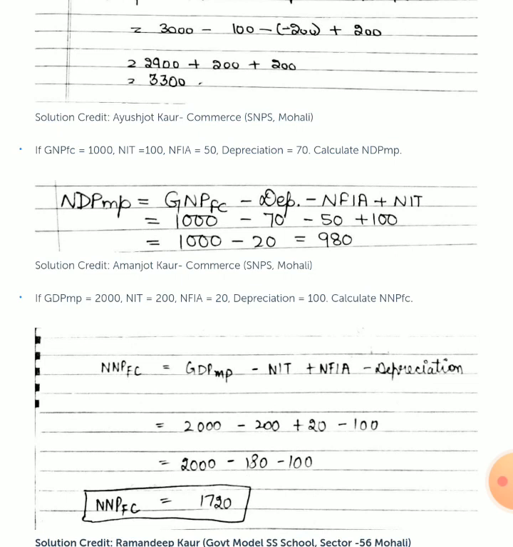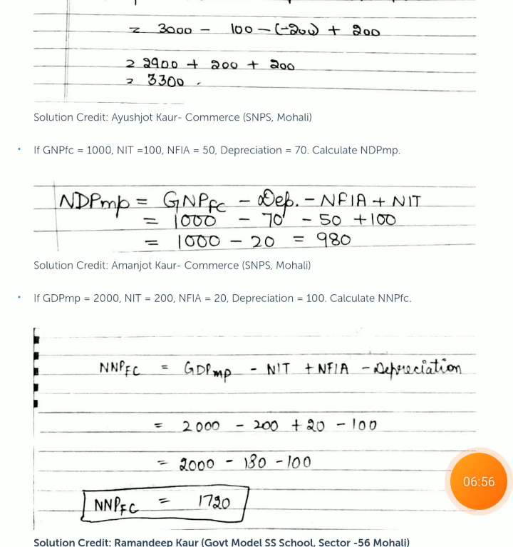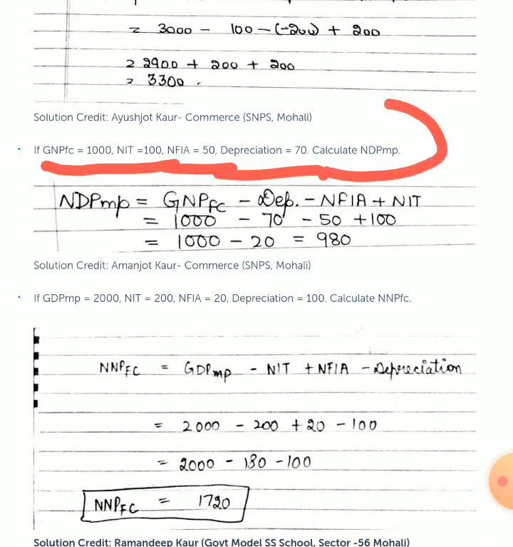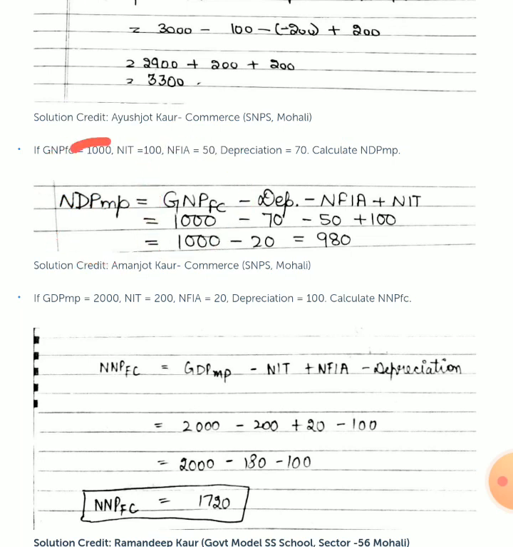Now let's see another question here. In this question it is said, if GNP FC is 1000, NIT is 100, NFIA is 50, depreciation is 70, then calculate NDP MP. So GNP FC is given, we have to calculate NDP MP. Now what we will do, let's see. The given thing will be on the right hand side, and the aggregate which we have to find will be on the left hand side of the equal sign.